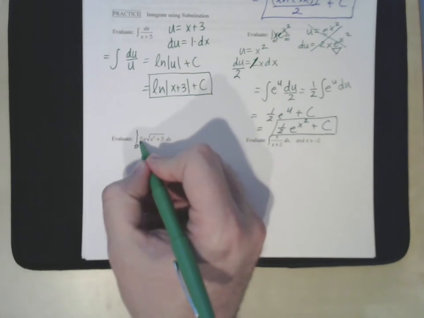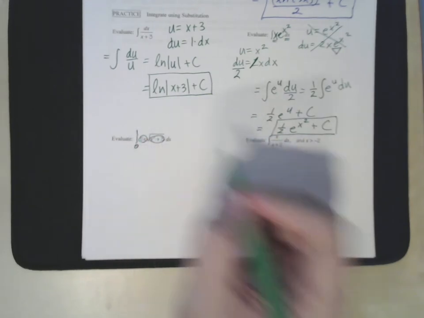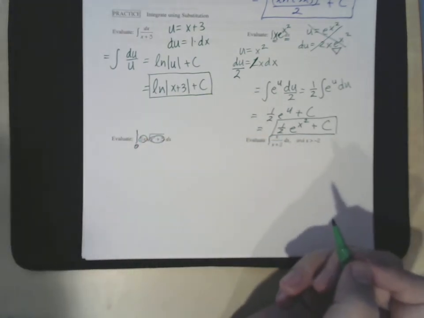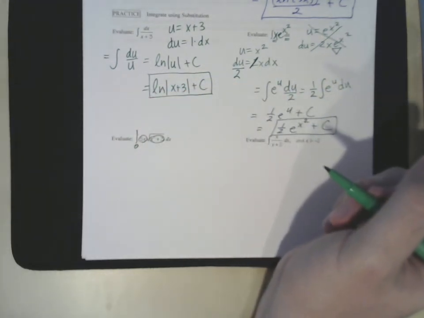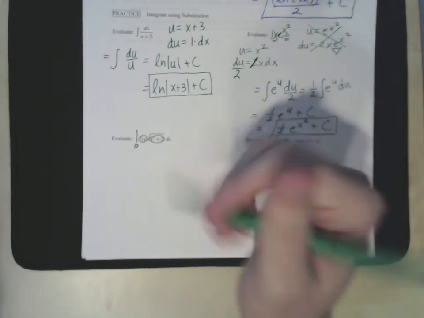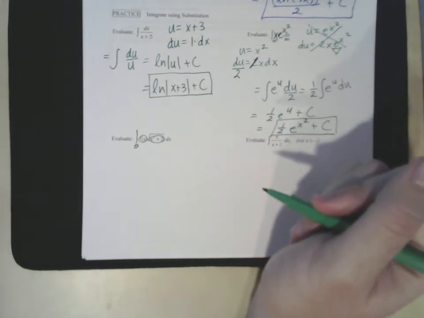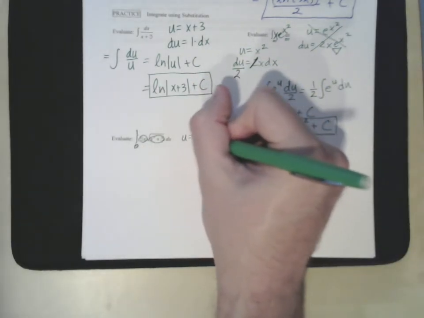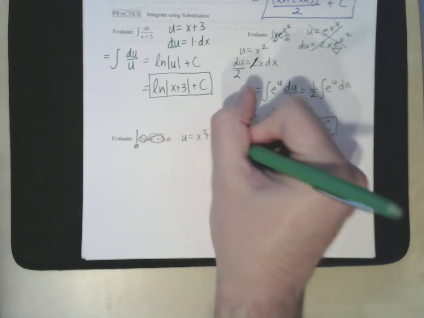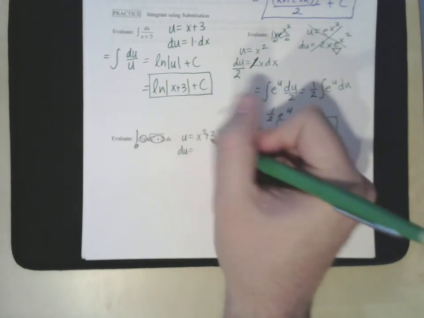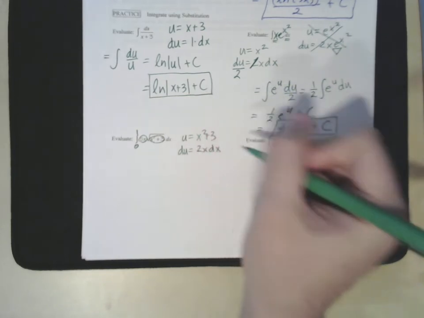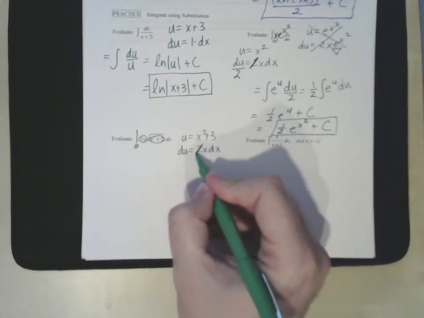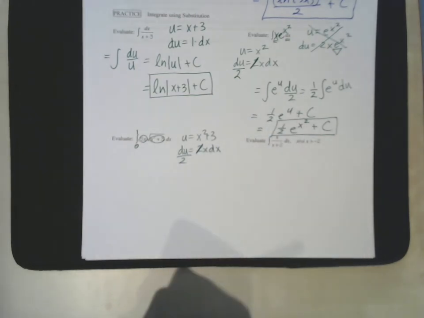So we have two functions here, 5x and x squared plus 3, and I'm ignoring the square root because I know that the square root, its derivative is another square root on the bottom, and I don't have any fraction here. So my u is going to be x squared plus 3. My du then is, I'm sorry, is 2x dx.